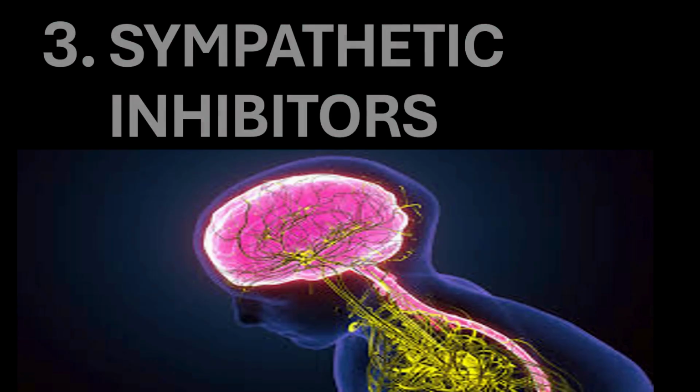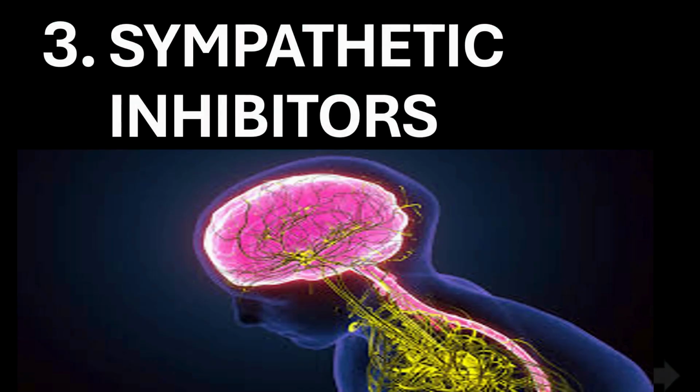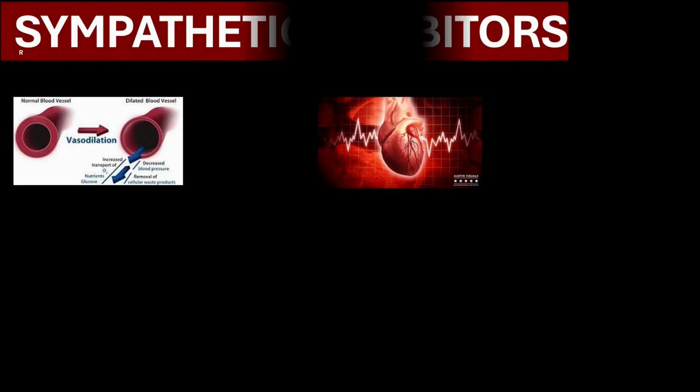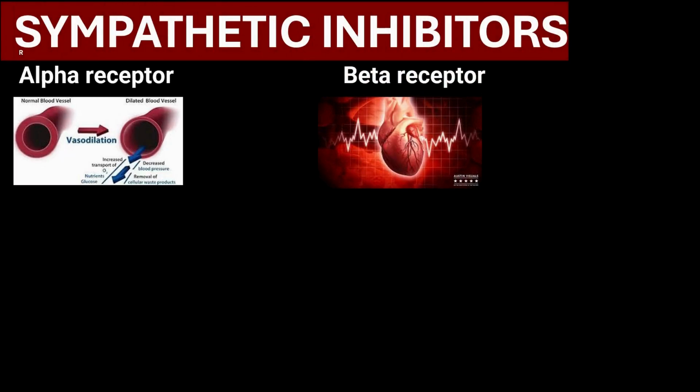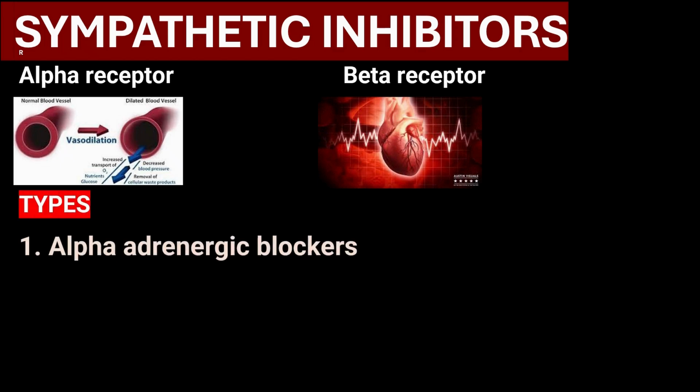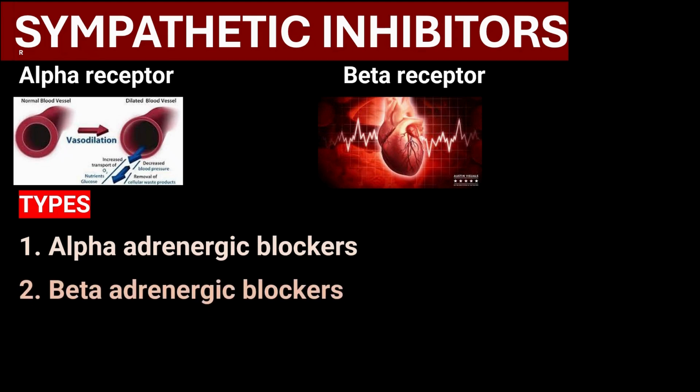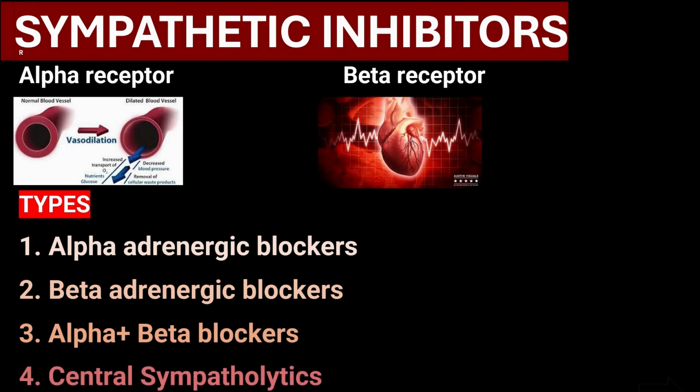Third one is sympathetic inhibitors. Sympathetic inhibitors act on two receptors, alpha receptor and beta receptor, which are on blood vessels and heart. The types are alpha adrenergic blockers, second, beta adrenergic blockers, third, alpha plus beta blockers, and the fourth one is central sympatholytics.